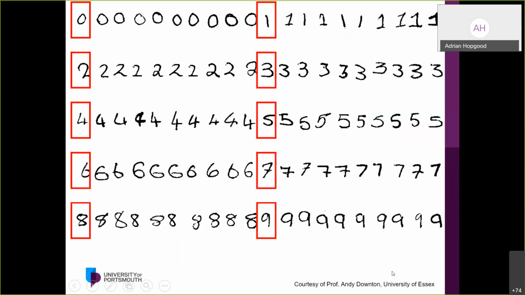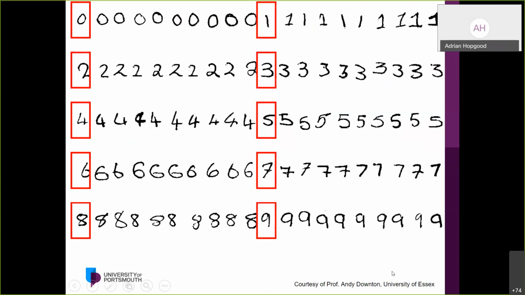What I'm going to do now is run a simple neural network to see if it can recognize characters. And I'm going to make it quite a tough challenge, because what I'm going to do is give it quite a limited training set. I'm going to train it on 9 examples of handwritten digits, 9 examples of each of the 10 handwritten digits. And these are real digits from postcodes, actually, gathered by Professor Andy Downton at the University of Essex.